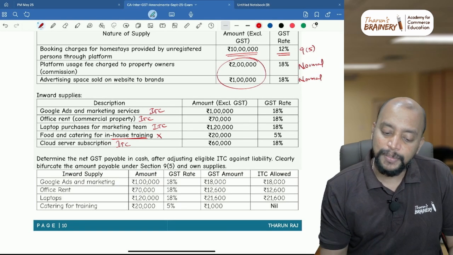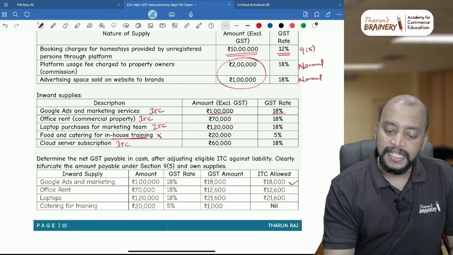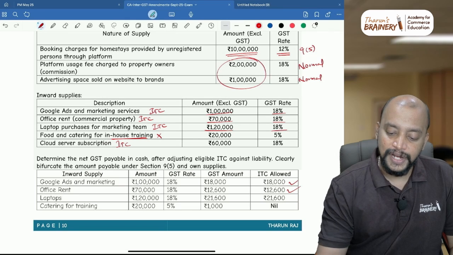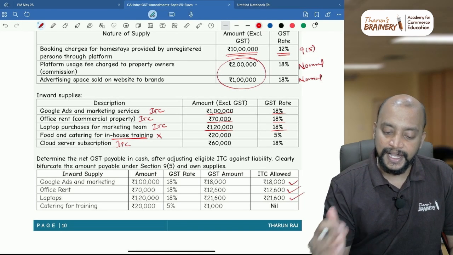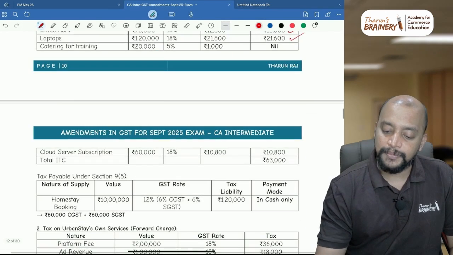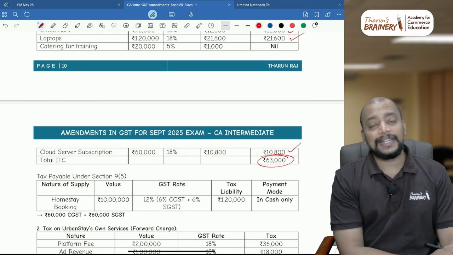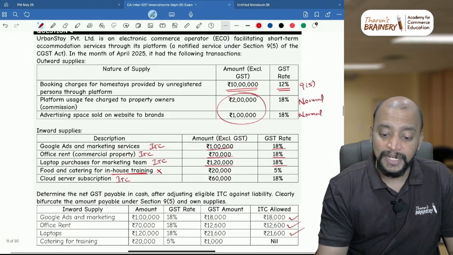How much ITC will they be able to take? Say this: 1 lakh into 18%, 18,000. 70,000 into 18%, 12,600. 1 lakh 20 into 18%, 21,600. 20,000 into 5%, they cannot take. That they cannot take. And 60,000 into 18%, 10,800. Total 63,000 they can take as ITC. Got it?